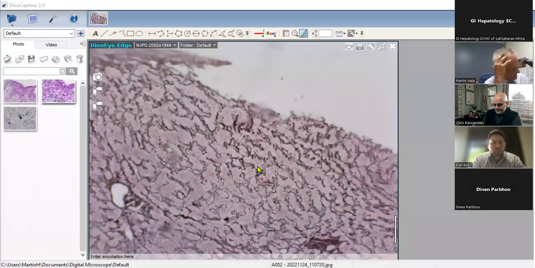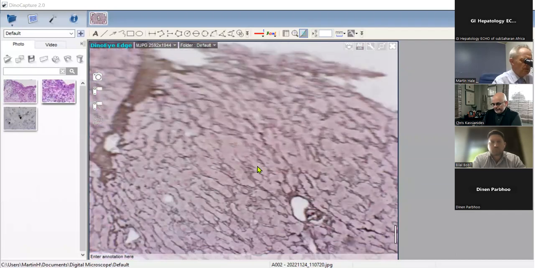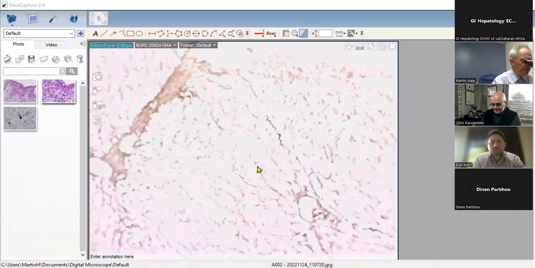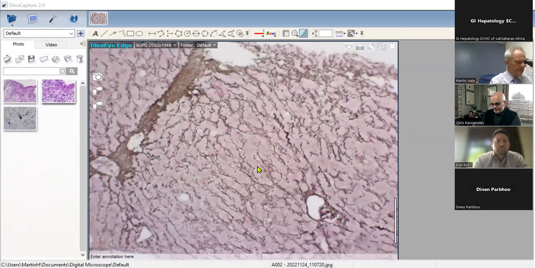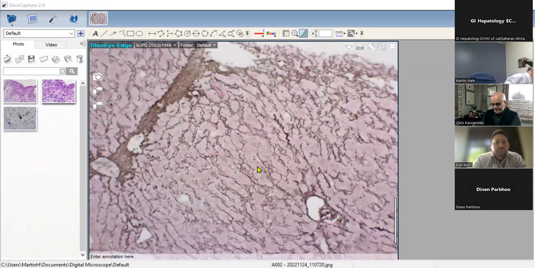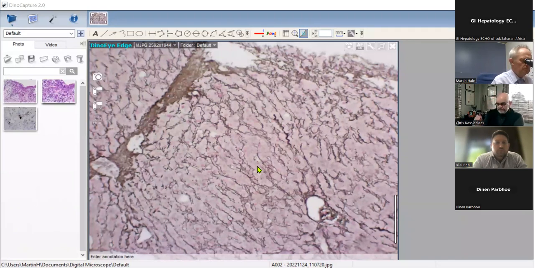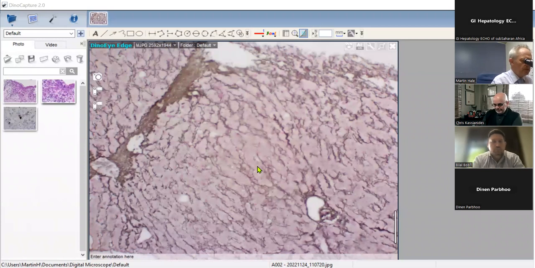The man, I think, is 38 or 35, as I recall. So there certainly is evidence of previous liver injury, but I don't think it has been permanent. And then if we look at the Sirius red, you can see that that picture is maintained.